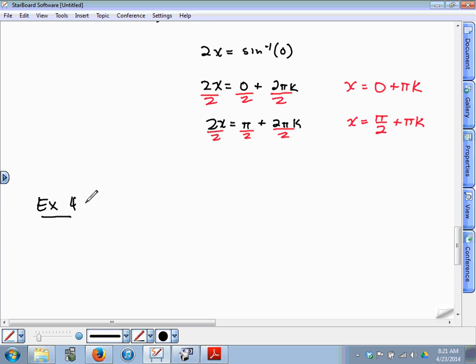Example 4. Ooh, tangent. We haven't done one with tangent. There's 2 more after this. Square root of 3 tangent x over 2 minus 1 equals 0.